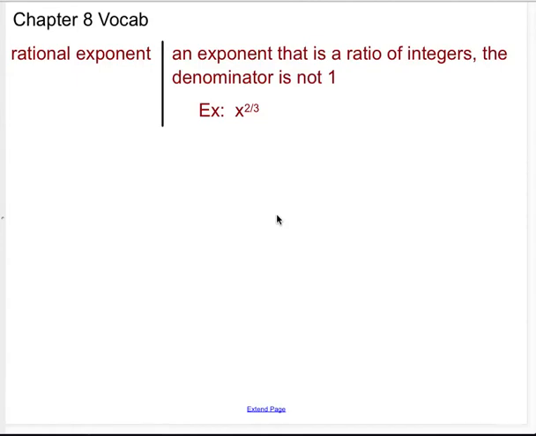Today we're looking at the second half of 8-6, which is rational exponents. A rational exponent is a ratio of integers, but the denominator can't be 1, so it looks like a fraction. The example I have here is x to the 2/3 power. The denominator gives you the root, so this can be rewritten as the third root, and then the numerator gives you the power. So the third root of x squared can be rewritten as a rational exponent, x to the 2/3 power. Again, the denominator is the root and the numerator is the power.